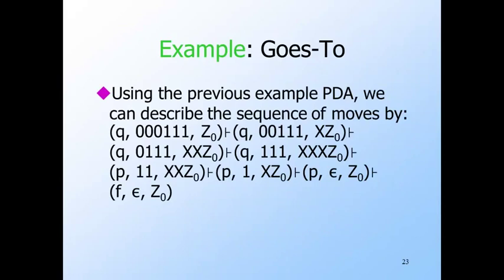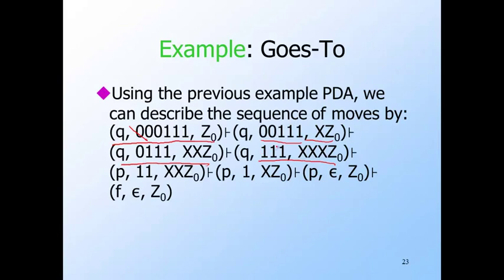Here's the sequence of IDs that we get from our previous example. The input is 000111, so the initial ID has state Q, that input, and stack Z0. Here it is. The first move consumes a 0 from the input and pushes X onto the stack. So this 0 got consumed, that's what's left, and of course the Z0 is now on the stack. The second and third moves do the same. You can see additional X's being pushed onto the stack.